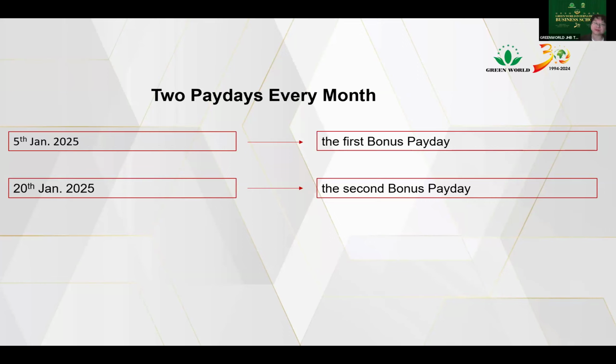Then the first bonus payday after the new adjustment will be the 5th of January, and the second one will be the 20th of January. So also the same cycle repeats: every month, the 5th is going to be the first bonus payday, and the 20th is going to be the second bonus payday.